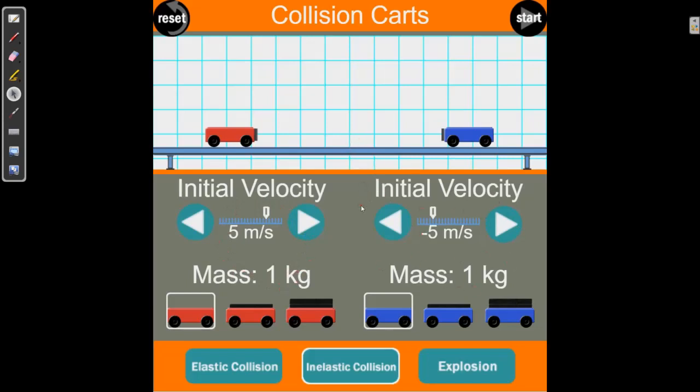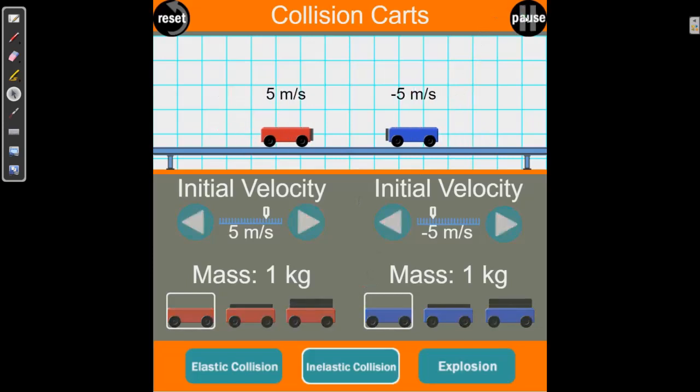Are they going to move? Should they sit still? If they're moving, what velocity should they be at? Pause the video, think about that, and then let's look at it. So they come in, they hit, and they stop. Since each object has the same mass and they have completely opposite velocities, they essentially cancel out.